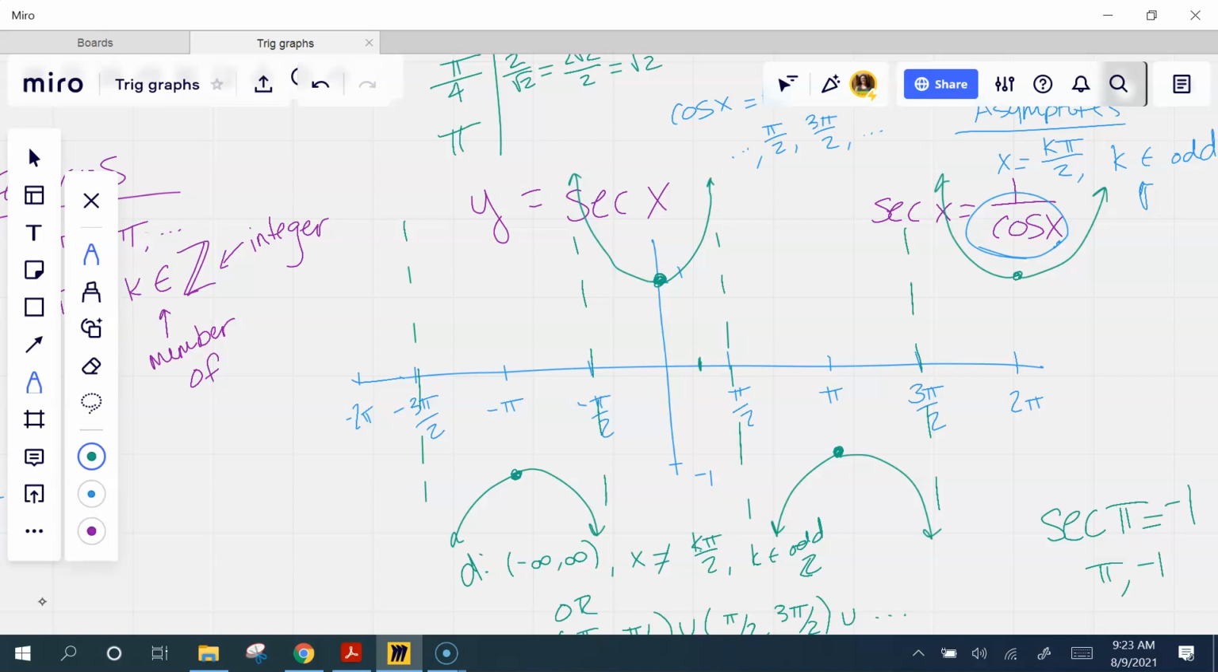Because as you move closer and closer to this, your cosine is getting infinitely smaller until it gets to 0. So the reciprocal of infinitely small is infinitely big, which is why it goes up forever. So instead of approaching 0, it's approaching infinity. Yes. So here's the next piece, and it continues this pattern.